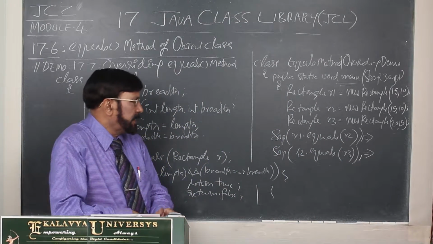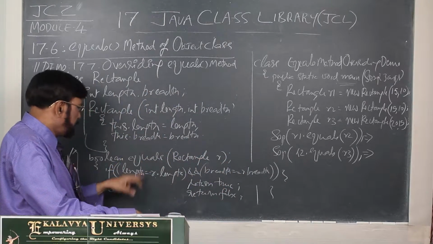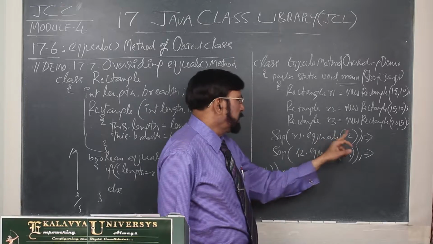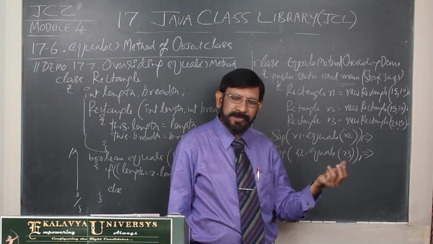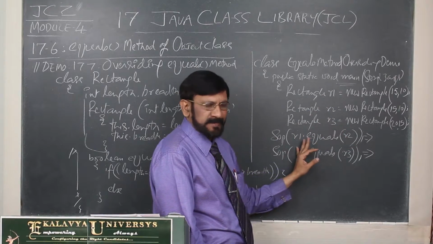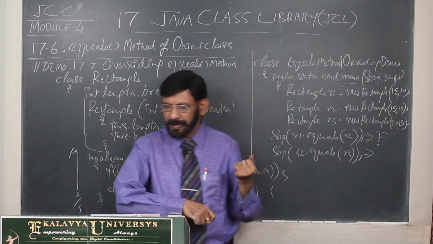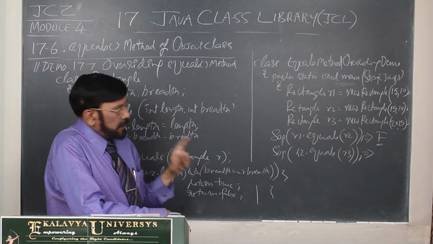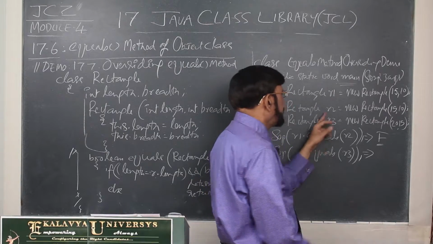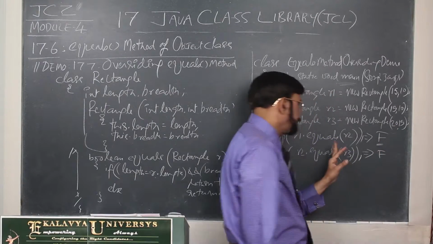Before overriding, I will show you what is happening. Now the equals method I have overridden, but I commented it out. That is why there is no impact. Now for R1 and R2, it is checking only reference equality, but both are independent references. That is why the result is false. Next, R2 and R3 also refer to different objects, the result is false.